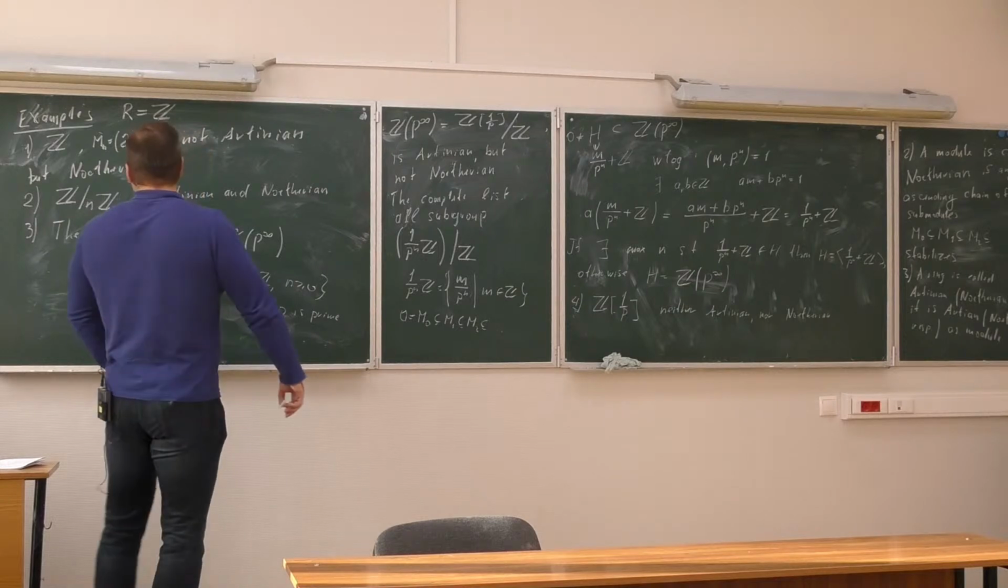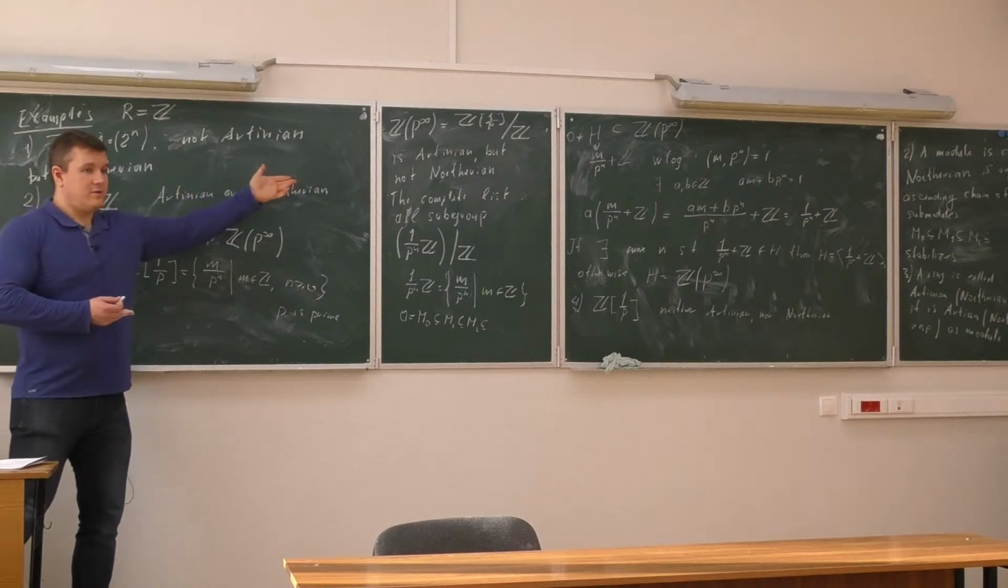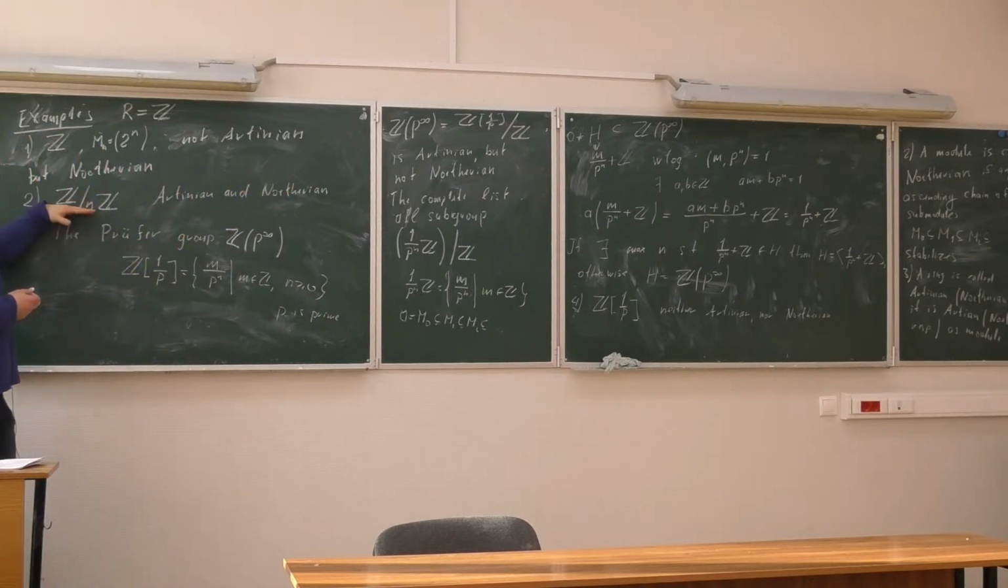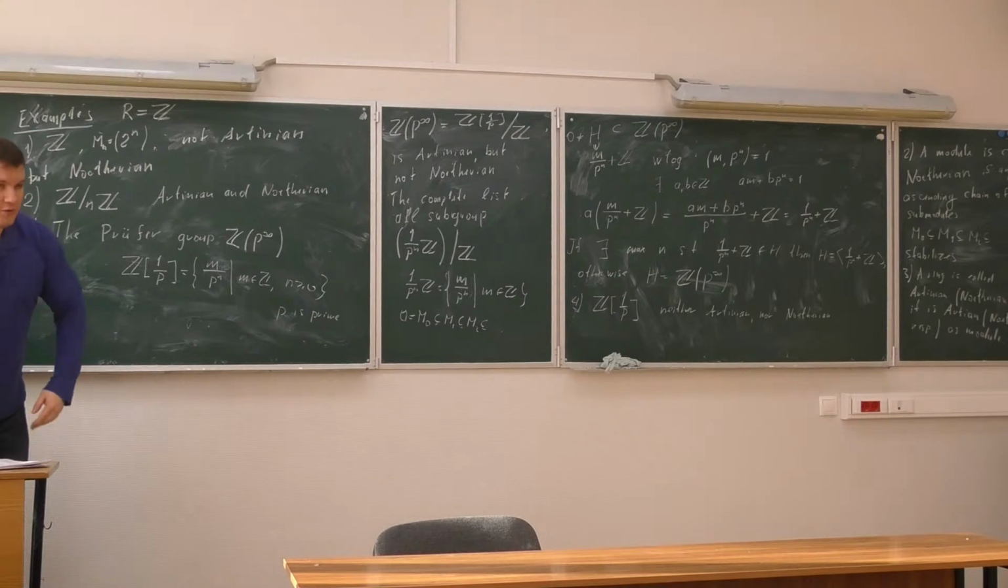But what we see in this list of examples, we constructed all possible cases, right? So we have cases of modules which are Noetherian but not Artinian. We have a case of modules that are Artinian but not Noetherian. We have cases where it's both Artinian and Noetherian. And we have a case where it's neither Artinian nor Noetherian. So all possibilities, everything is possible for modules.